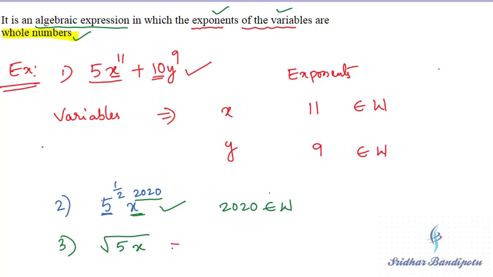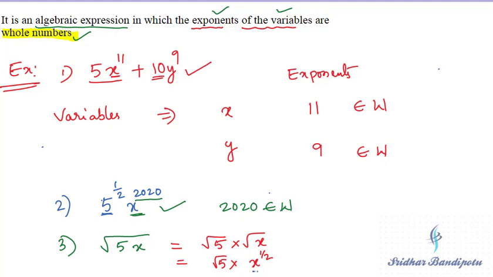Under root 5x we can write as root 5 into root x. Root x we can write as x to the power of 1 by 2. Now, what is the condition? Exponents of the variables are whole numbers.